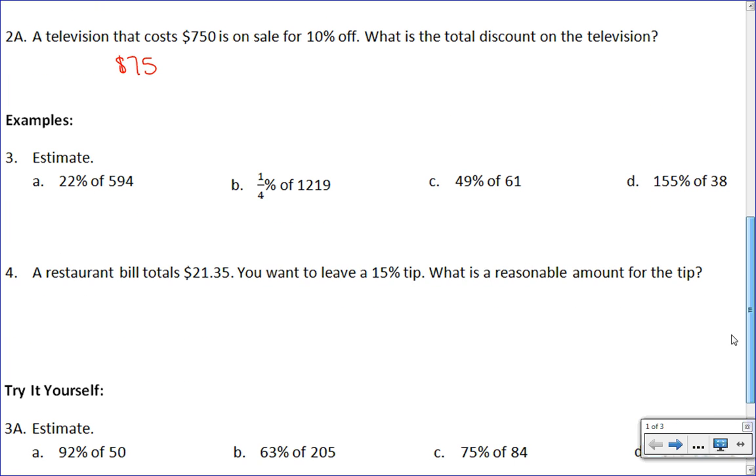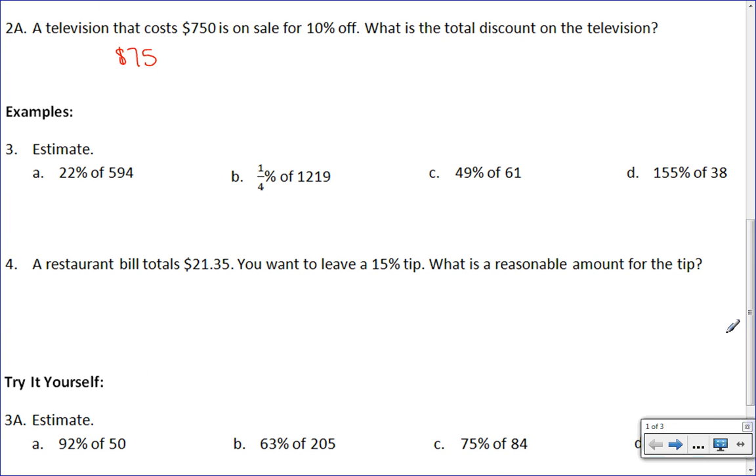Okay, let's continue to example 3. Now for these, it says to estimate. So we are going to try to find some way to do these mentally, but first we're going to round either the percent or the number or both to something that's easier to compute. So for example, 22% is very close to 20%, and 594 is very close to 600. So to estimate this, I'm going to find 20% of 600.